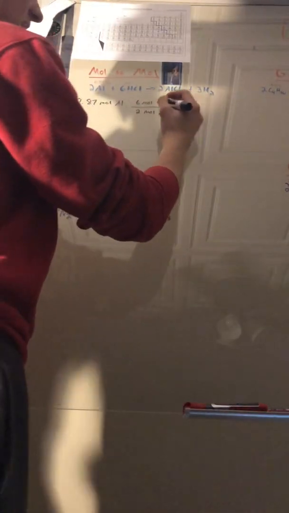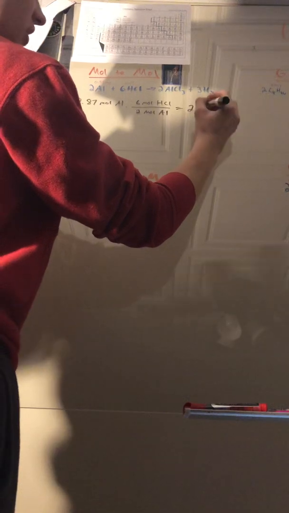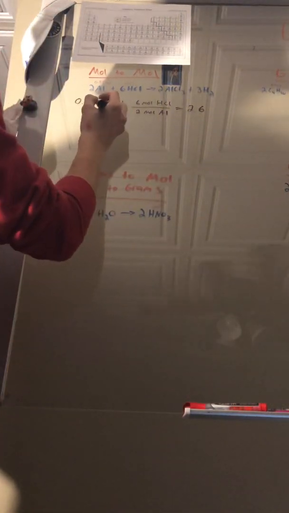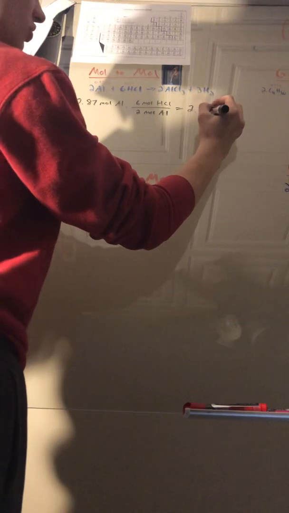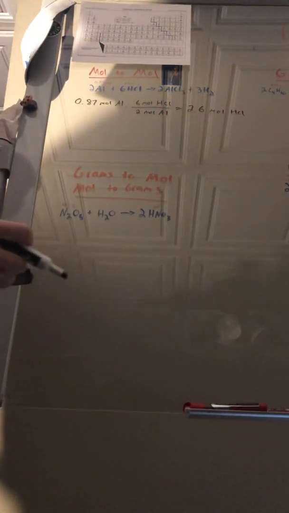Now, basically, all you're doing is multiplying across. 6 over 2 is equal to 3, so it's pretty much just 0.87 times 3, which is 2.61. But it's just going to end up being 2.6 because of sig figs. You only have 2 over here, so you're only going to have 2 over here. So it's just going to be 2.6 moles of HCl. And that's all. That's the simplest of the reactions, or equations, you'll do.